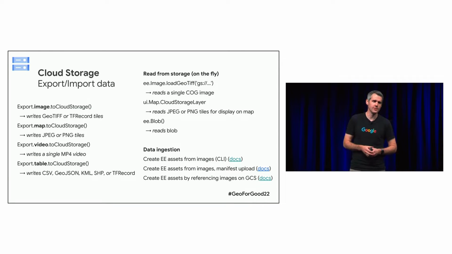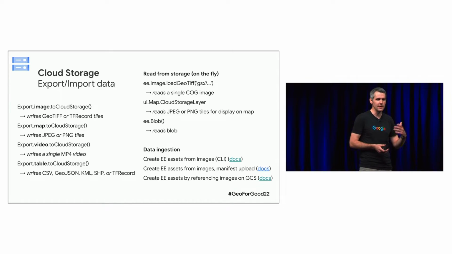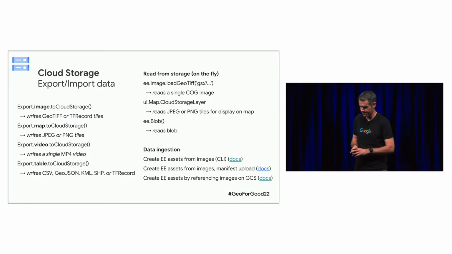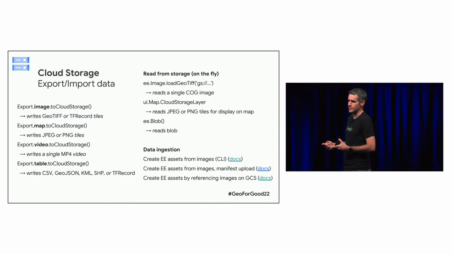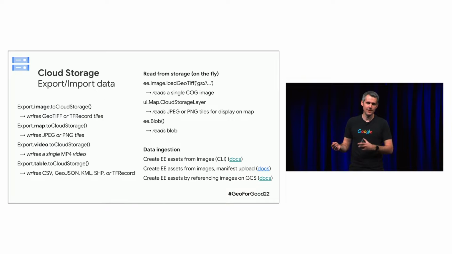So you can export images to cloud storage as GeoTIFFs or as TF records. You can export map tiles to cloud storage. So if you're building a map visualization and want to overlay map tiles on top of Google Maps, Earth Engine has a fantastic tool to do that easily and efficiently. Videos as well, and then in Earth Engine you can export tables or feature collections to cloud storage, and that one's neat because you can export them as CSV files, GeoJSONs, shapefiles, and so on, in many different formats.